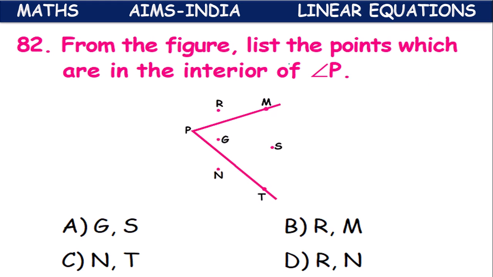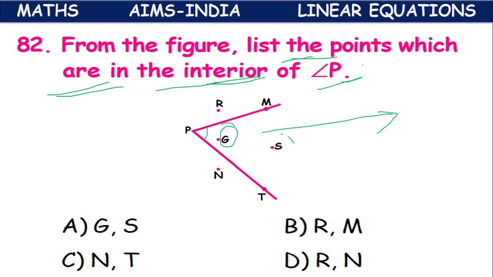So from the figure, list the points which are in the interior of angle P. This part, interior part. In this part, we have point Z, point S. So answer ZS. Point M, point T are on the boundary. Point N and point R in the exterior.